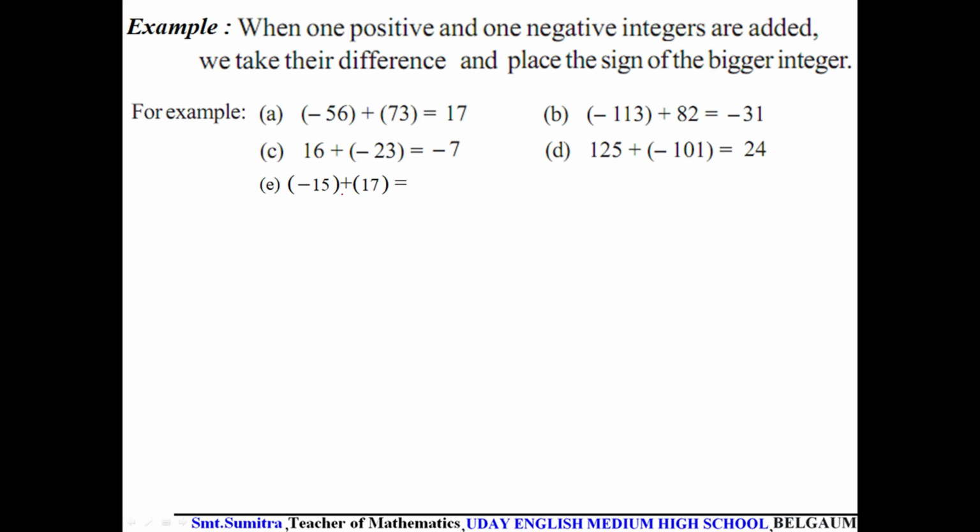See a few more examples. Minus 15 plus 17 is equal to plus 2. The bigger number 17, plus 2. Minus 57 plus 29 is equal to minus 28. Observe the bigger number's sign, minus 28. Minus 34 plus of minus 75. Both are negative. We get a negative answer only, minus 109.